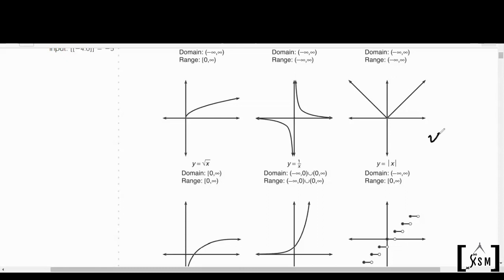This graph you can see is an absolute value function. This is the standard absolute value function. And you can see the domain is going all the way to the left and all the way to the right. And range is all the way from 0 to infinity. Minimum value is 0 and it keeps on going up and up. So that is the range.